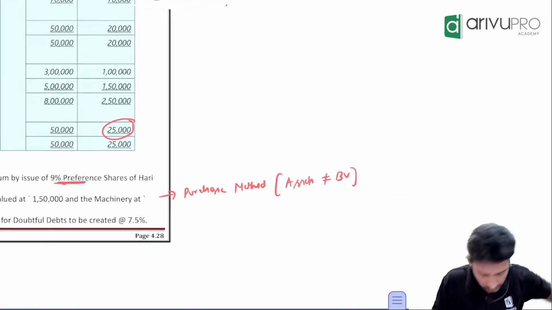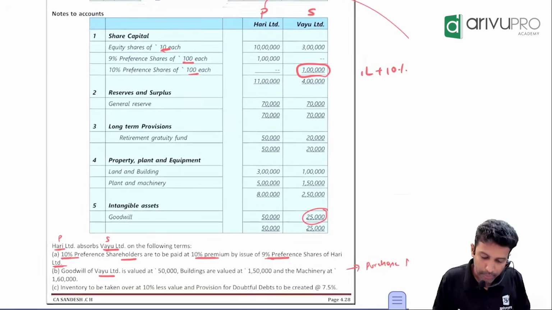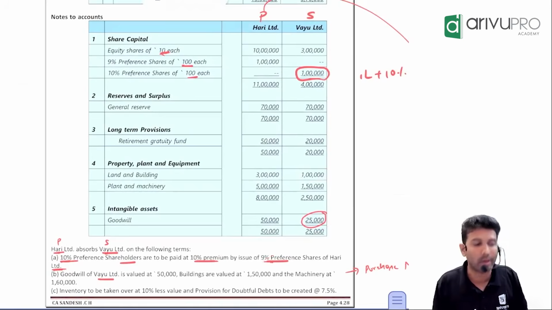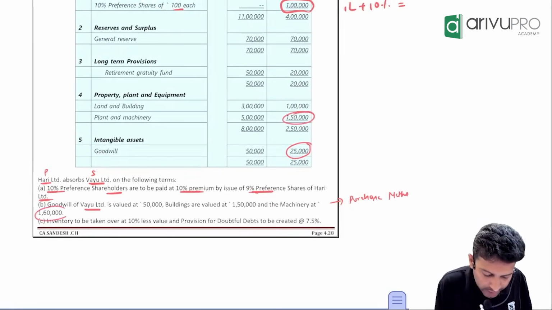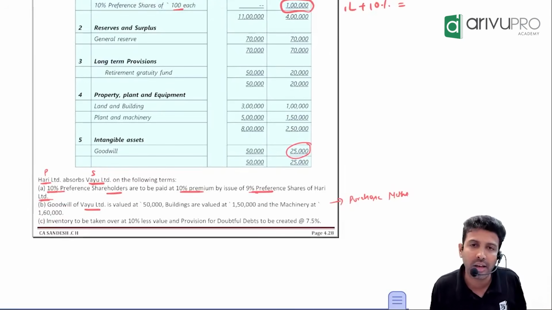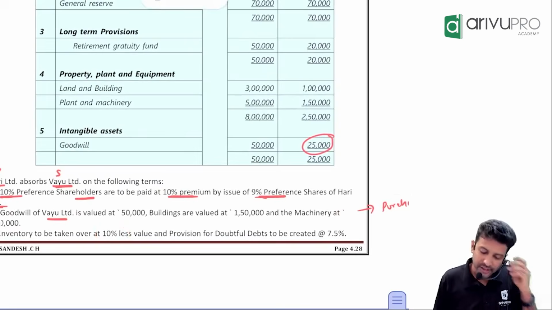Same thing goes for building. Building got revalued at what? 150. But the book value of the building is only 1 lakh. Agreed value is 150. Machinery: book value is 150, it's taken over at 160. So many assets are getting revalued, so obviously it is the purchase method. Inventory is taken over at 10% lesser than book value.